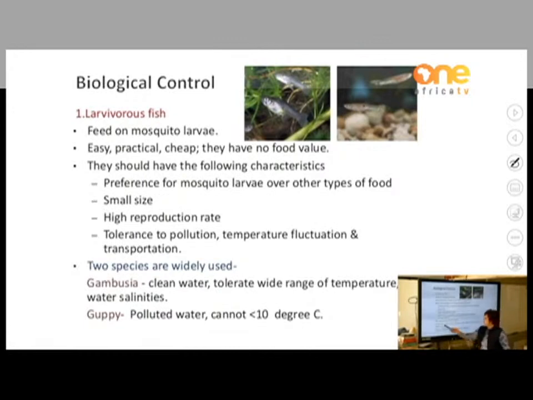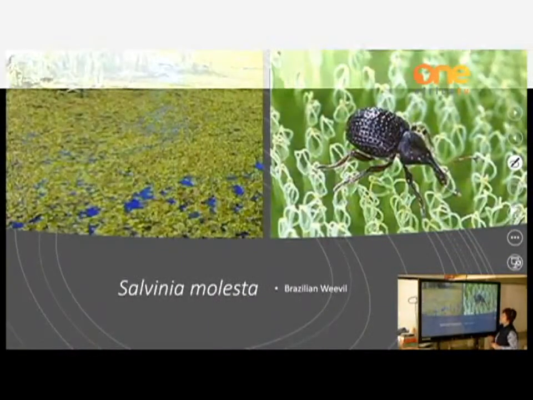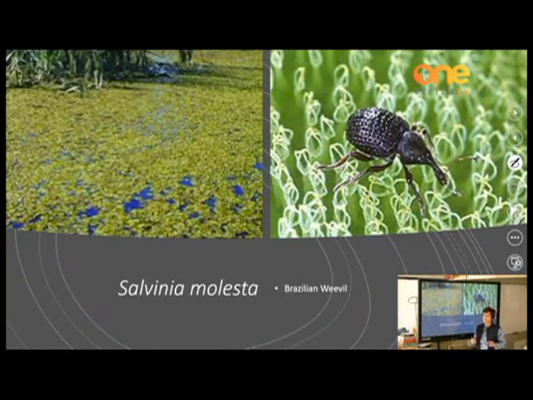The gambusia, clean water, tolerate wide range of temperature, pH and water salinities. And then the guppies, they love polluted water, but they do not like cold water. Now, you can use them in combination, or use the one that is more adapted for the situation you need them for.